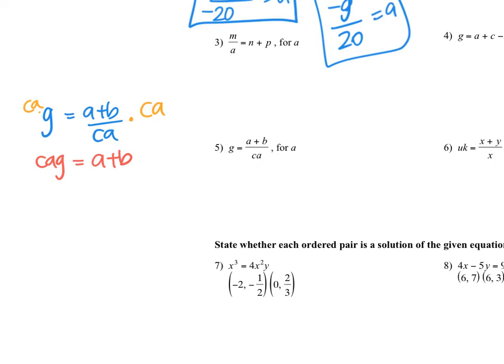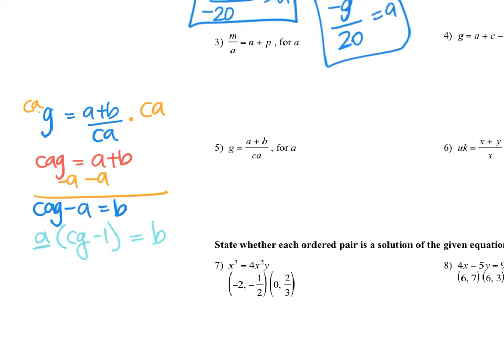So my a's are in two different spots. I want to put them both on the left side, so I'm going to have to subtract an a from both sides. So I get cag minus a equals b. And then I'm going to factor out an a. So I'm going to take out an a. So here's a times (cg minus 1) equals b.